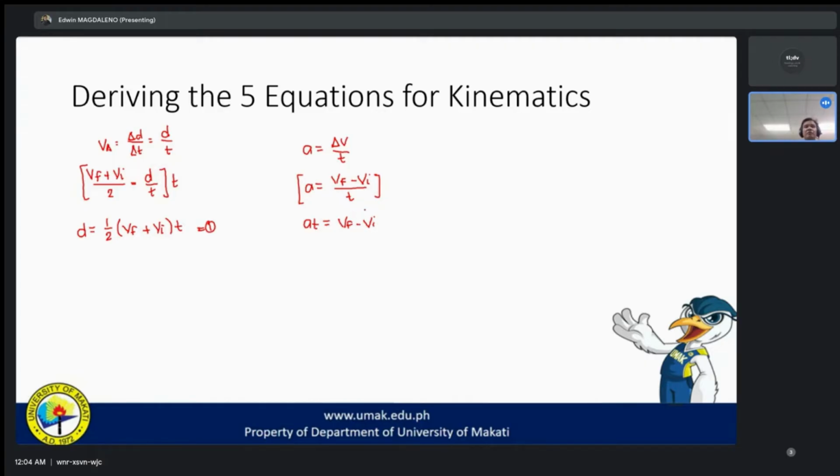Changing the position of all the elements, we have final velocity minus initial velocity equal to acceleration multiplied by time. And transferring initial velocity to the other side, since this is negative, it will become positive. So we have final velocity equal to initial velocity plus acceleration multiplied by time. So we have equation number 2. The other three equations were derived from these two equations.